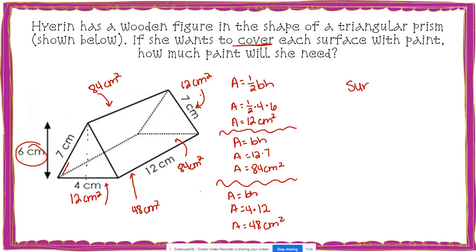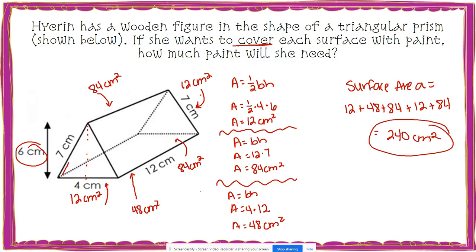To find my total surface area, I'm going to add all 5 of these areas. So I have 12 plus 48 plus 84 plus 12 plus 84. When I add all of these together, I get a total surface area of 240 centimeters squared. This means that Hyerin needs to have 240 square centimeters of paint.